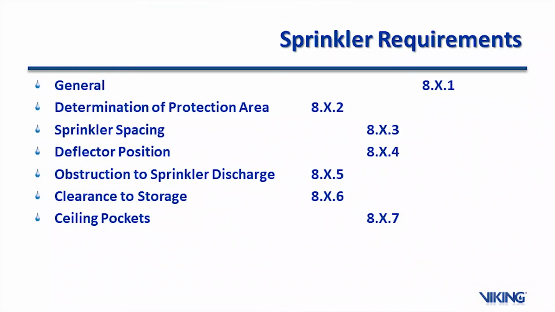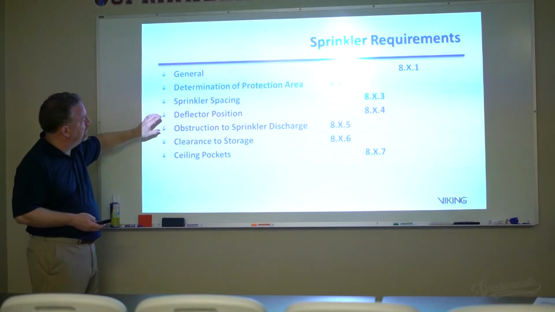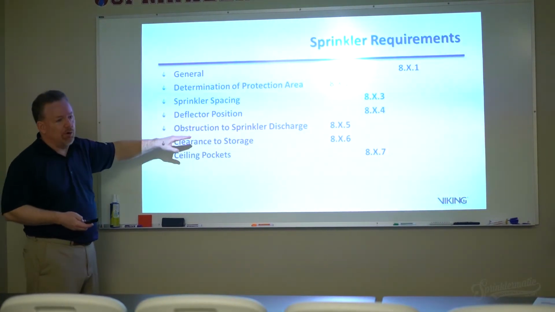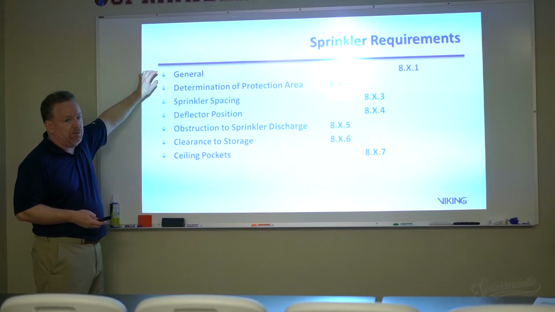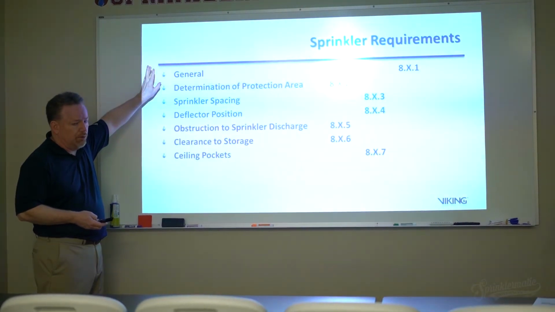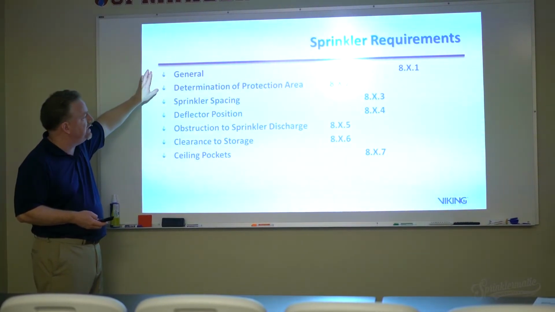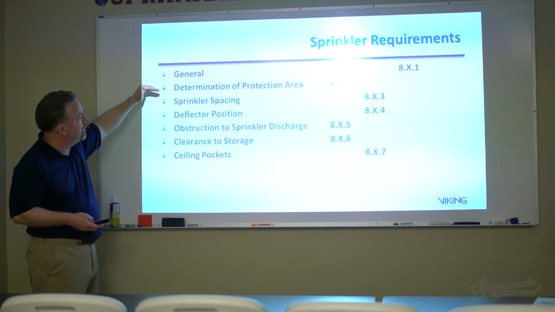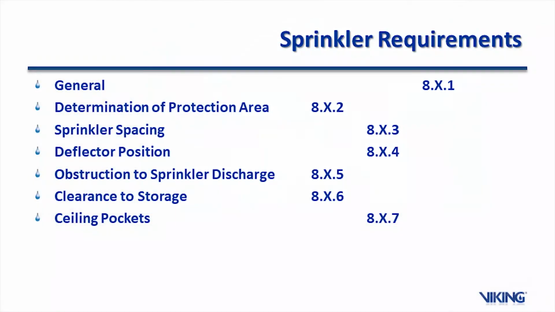Each of the sprinkler sections is then broken out into specific sections, all in the same order. So whether it's sidewall or standard spray pendant and upright, ESFR, whatever it is, you're going with general requirements in point 1, determination of protection area, point 2, sprinkler spacing, deflector position. It's all the same, depending on what sprinkler you're using and how it all sets out.